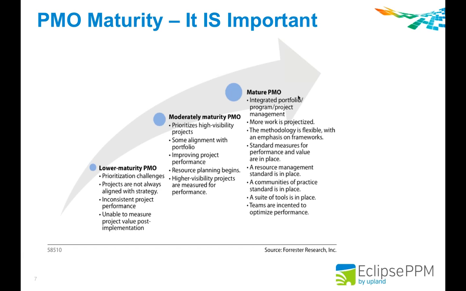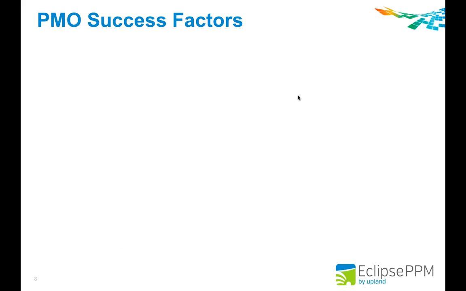In the more mature PMOs, project implementation is flexible. Multiple methodologies are supported. All work is prioritized regardless of project visibility. Standards are implemented across the board to build repeatable processes and project delivery best practices. Once again, build a PMO roadmap that will keep your PMO progressing up in maturity. Let's take a look now at a few critical success factors as a start.